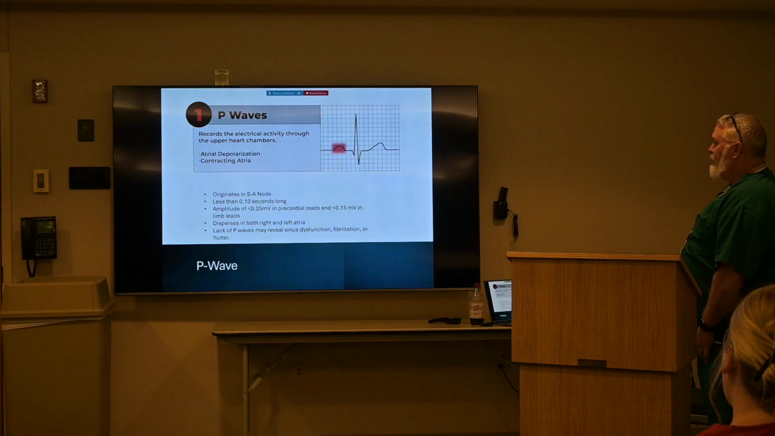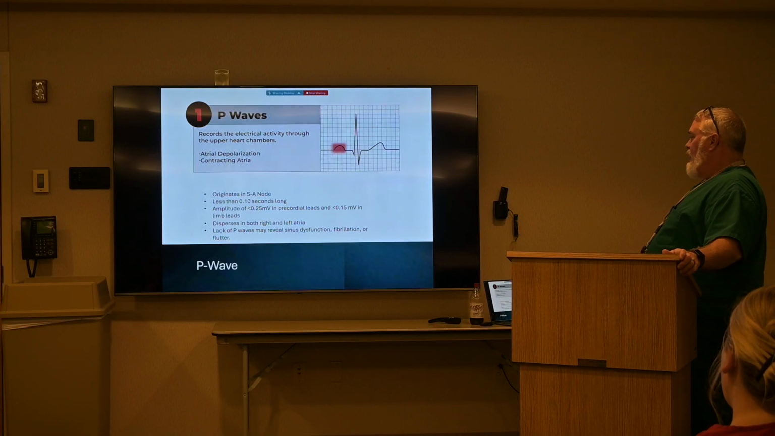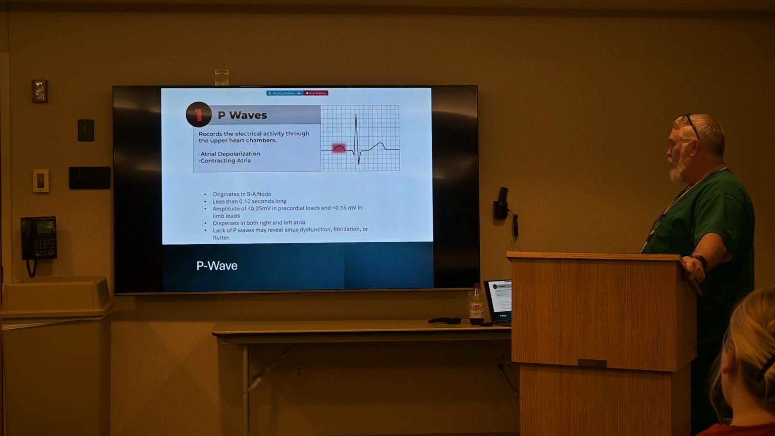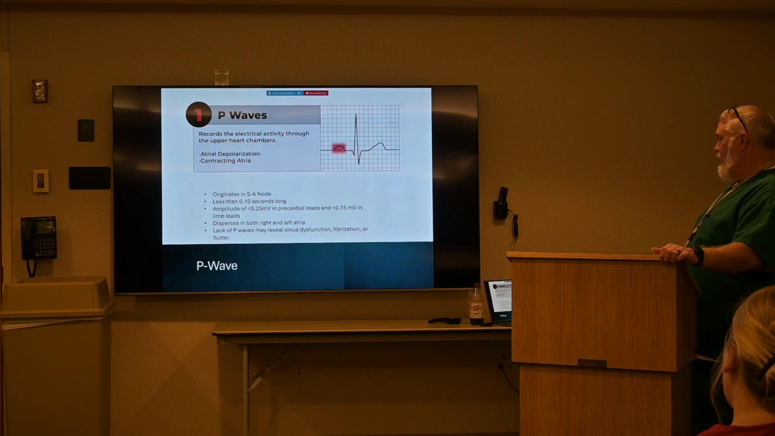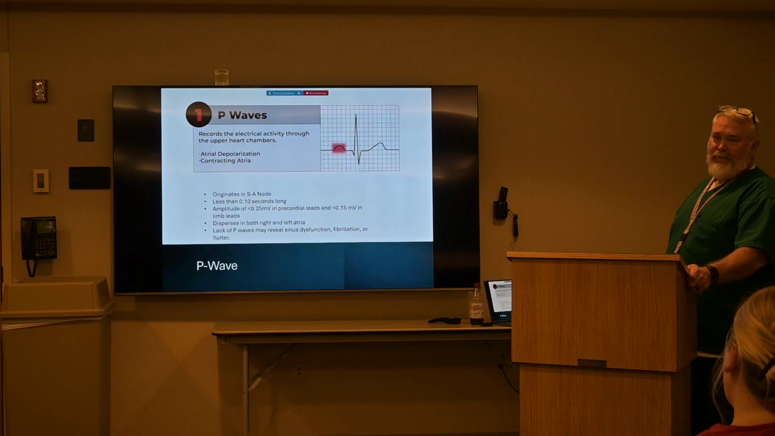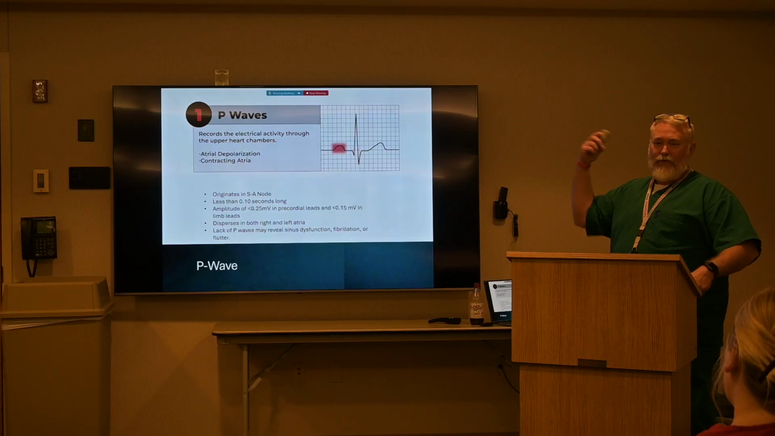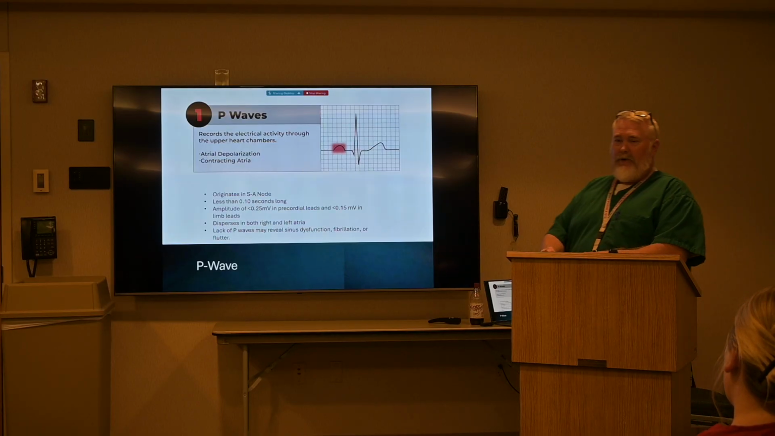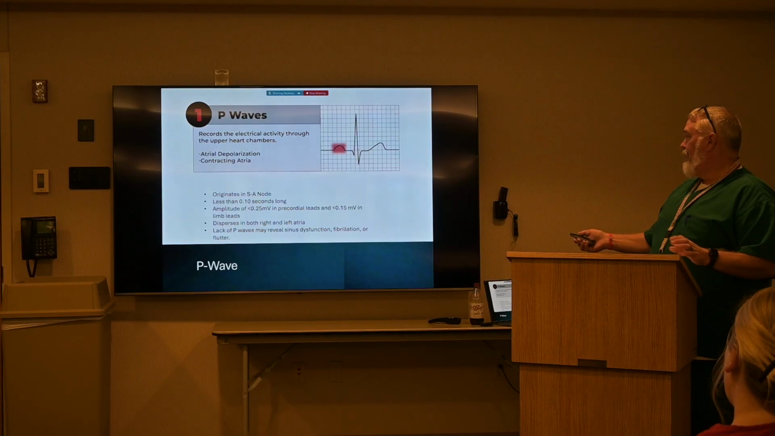So, P waves. P waves record the electrical activity through the upper chambers of the heart. If they originate in the SA node, they're less than 0.1 seconds long. They have an amplitude of less than 0.25 millivolts in the precordial leads and less than 0.15 millivolts in the limb leads. Disperses in both right and left atrium, and lack of P waves may reveal signs of dysfunction, fibrillation, or flutter. That's where I talk about how it disperses like a tornado and wraps around both atria at the same time.